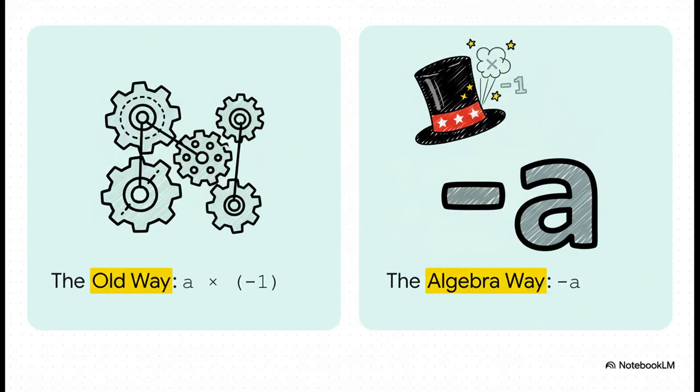Okay, here's a special little shortcut that pops up all the time. What about when we multiply by -1? Well, mathematicians like to be efficient, so we make it super simple. We don't write out a times -1, we just write -a. The 1 is kind of invisible. It's hidden, but we know it's there. It's a really handy shortcut to remember.